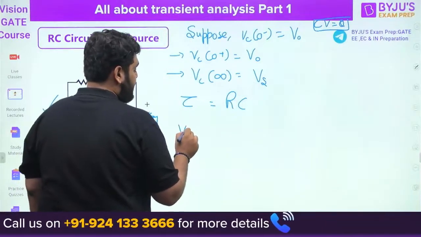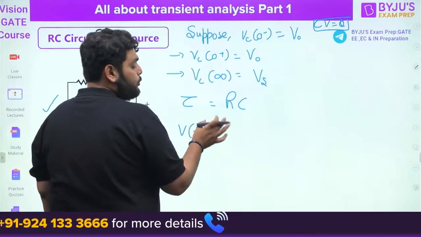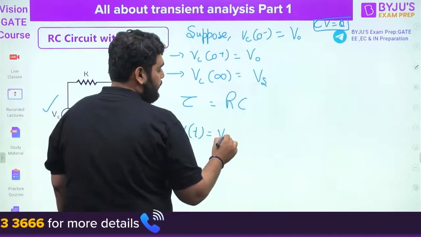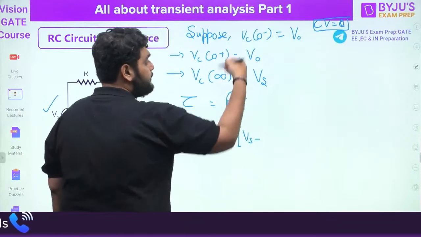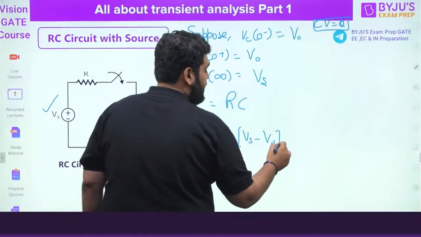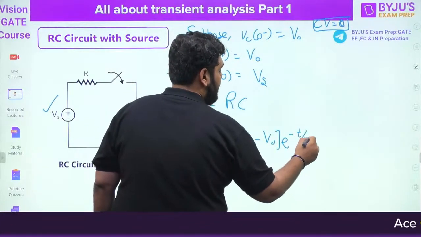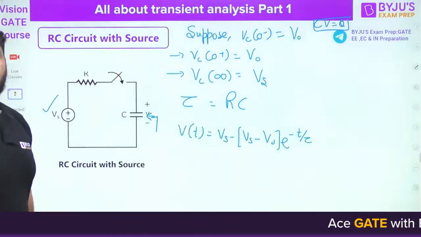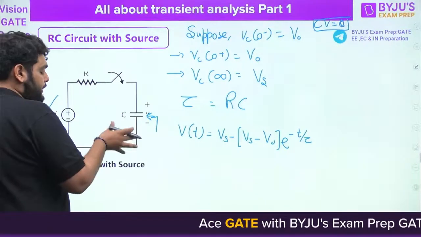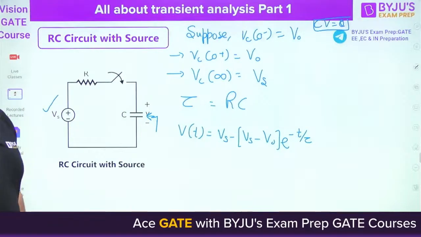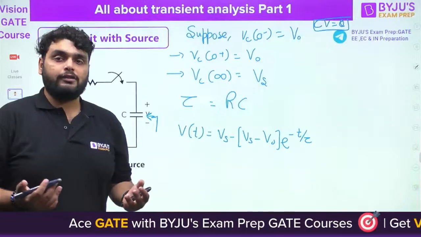Now use the formula directly. Vt is equal to V infinite, where V infinite is Vs. Vt is equal to V infinite minus (V infinite minus initial voltage V0) e raised to power minus t by tau. This is the formula of the capacitor voltage in this type of circuit, which is an RC circuit with a source, also known as the forced circuit.